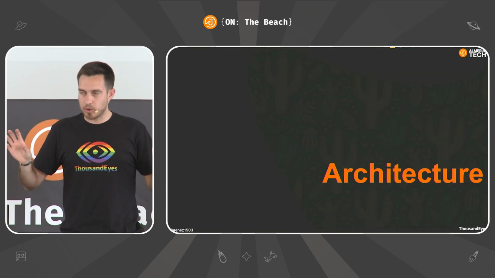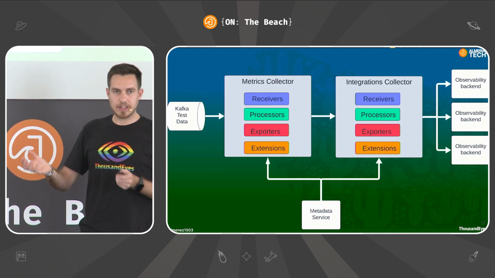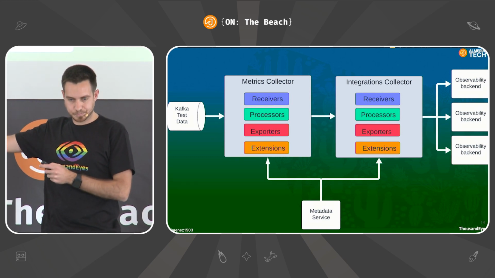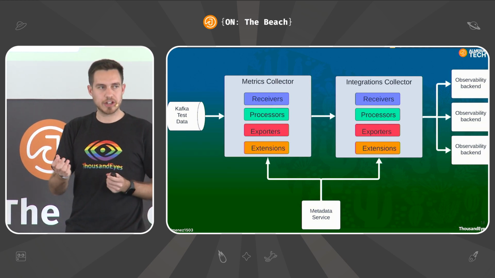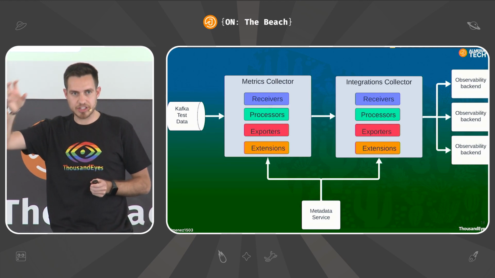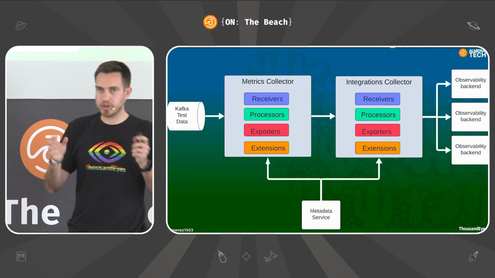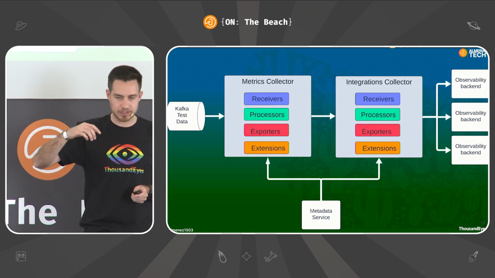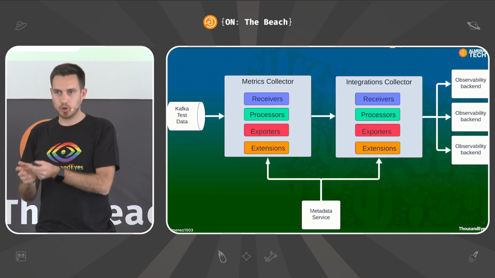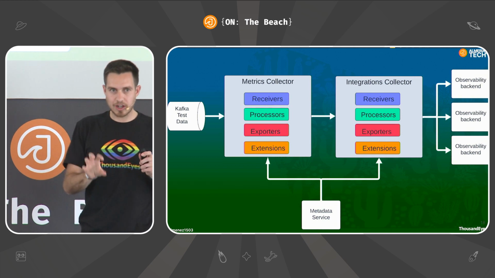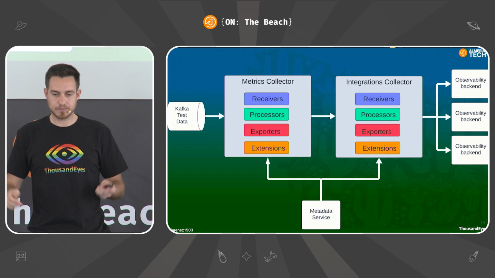Now we are going to talk about our architecture. We are receiving the data that the agent is generating from Kafka, and then we have a metric collector, and that metric collector is going to receive the data, process, and export to the integration collector. In the integration collector, we are going to do the same flow, so we are going to receive that data, process, and export to any observability backend configured by our customer. We also have here the metadata service, which is the one enriching that data that we have. Awesome.